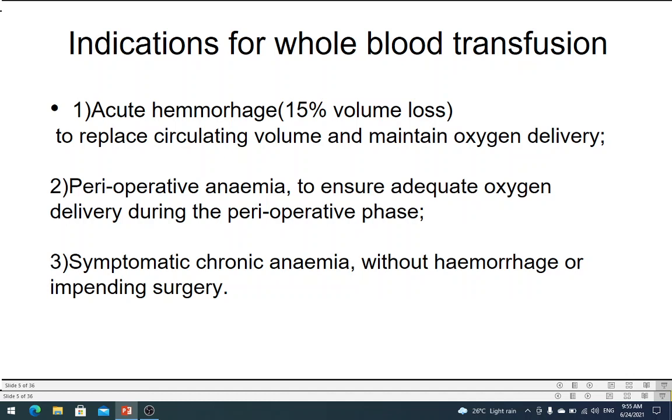Then if you have a patient with anemia who requires emergency surgery, again during surgery there is a lot of stress, requires more oxygen carrying capacity, so you can correct that by giving whole blood. Similarly, symptomatic patients with anemia, probably you can give whole blood. I told you these are all relative contraindications. Probably the absolute contraindication is the first one, where there is acute ongoing hemorrhage. All right.